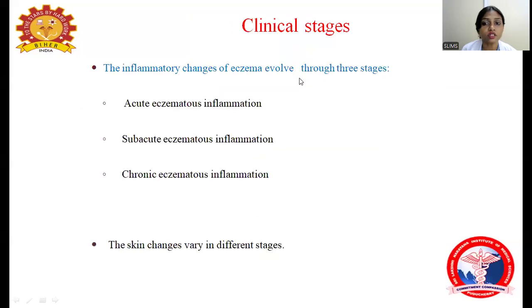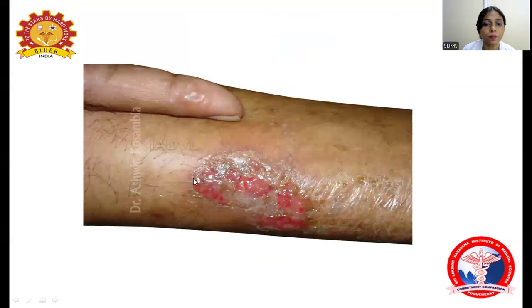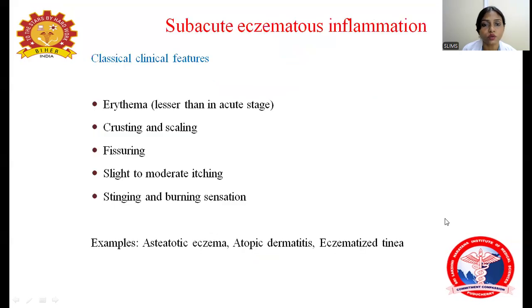So these are the three phases of eczemas: acute, subacute, and chronic. And each stage has different clinical features. During the acute phase, there will be itching, erythema, edema, papulovesicles, and oozing. This is a classical example of acute eczema. And these are the clinical features of subacute eczema, where there will be crusting, stinging, or burning sensation.